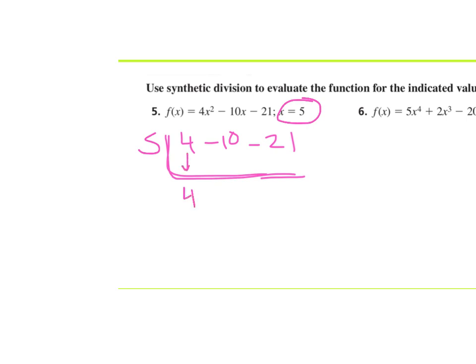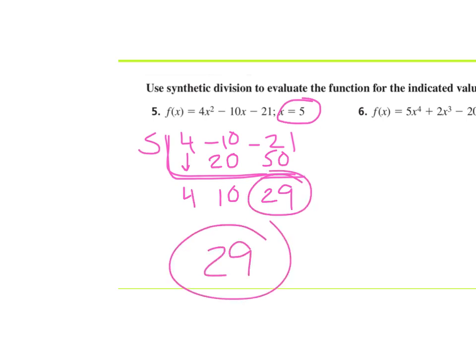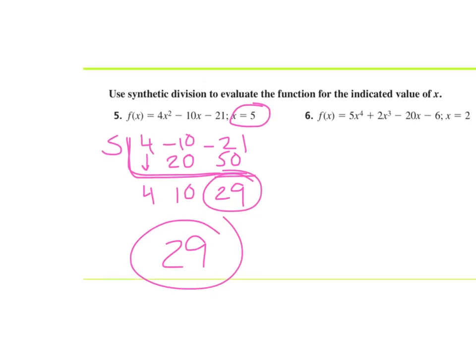We drop the 4 and multiply the outsides. So 5 times 4 is 20. What comes next? You subtract 20 from 10, or 10 from 20, so 10. Now we multiply 5 times 10, which is 50. So 50 minus 21 is 29. So what's our answer? 29, the remainder. So 29 is our answer. Any questions there?